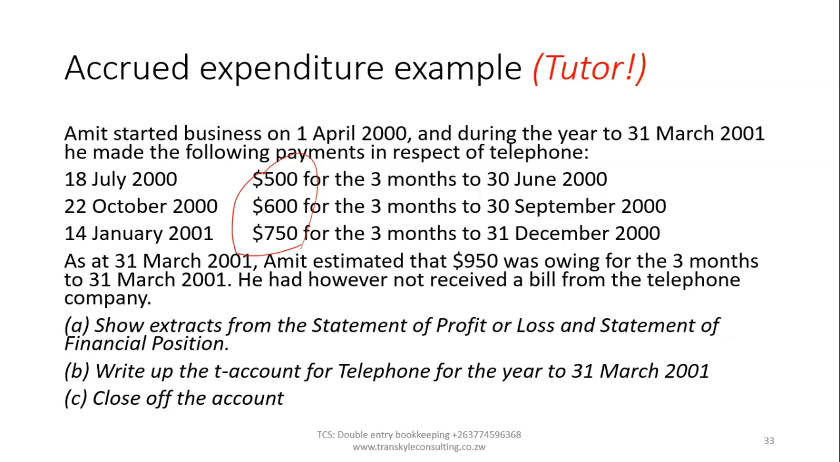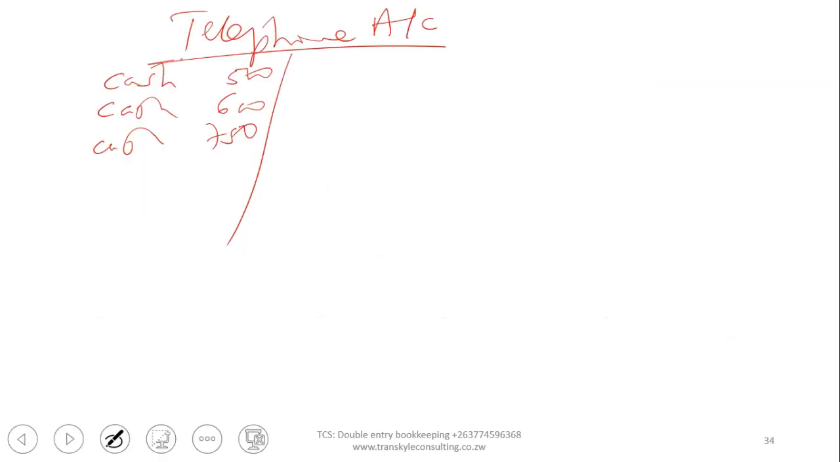So the last payment which was made on 14 January 2001 of 750 was for the 3 months to 31st December 2000. As at 31st March 2001, it was estimated that 950 was owed for the 3 months to 31st March 2001. He had, however, not received a bill, which means that the 950 was not paid for, but it is actually an expense within that period. So it is an applicable expense. We record this expense, but we do not pay for it, so it is an accrual.